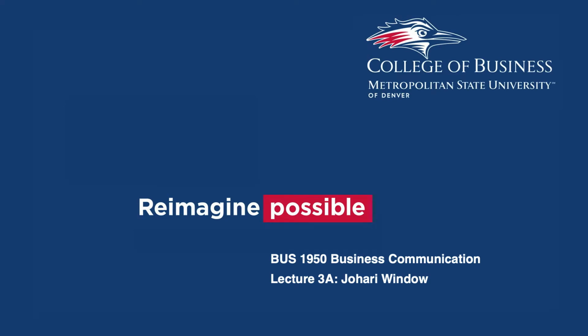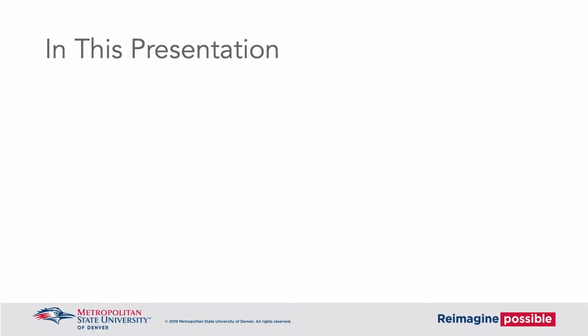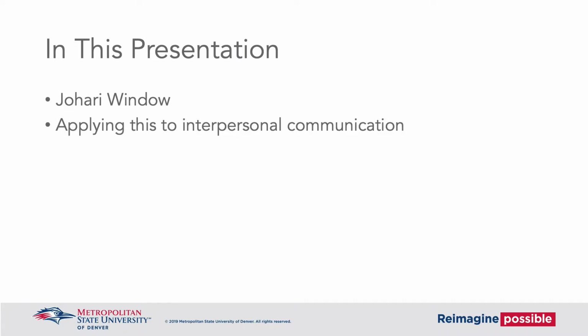Today we'll be talking about the Johari window, which is a really interesting classical theory from interpersonal communication that I believe will help you better understand how to be a successful communicator in the business world. In this presentation, I will briefly lay out the foundations of the Johari window, and then I will go through each of the elements of it. Along the way, I'll be talking about how we apply this to interpersonal communication, because this is a great way to understand some of the choices that you can make about self-disclosure, self-improvement, and so on.